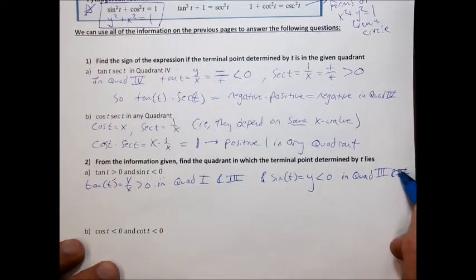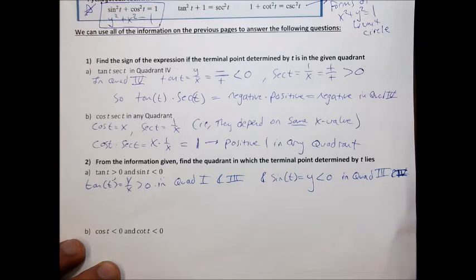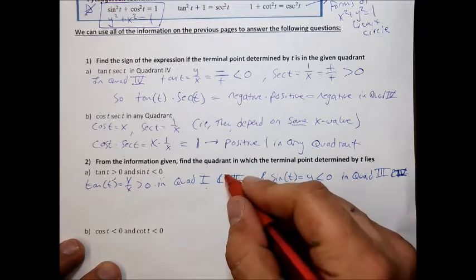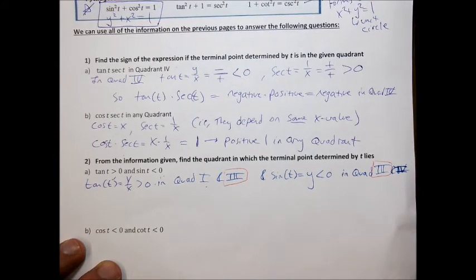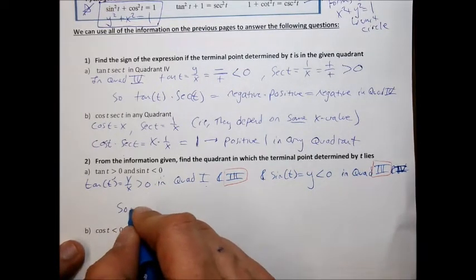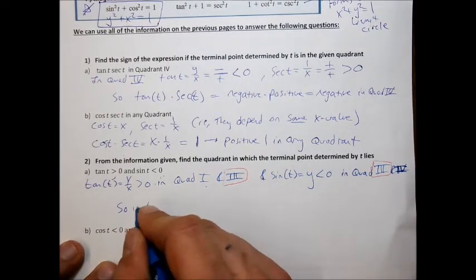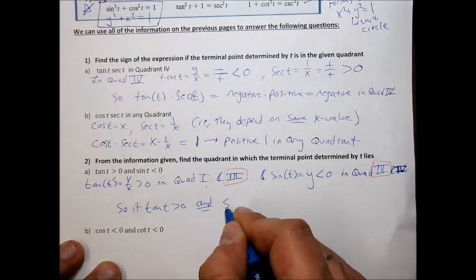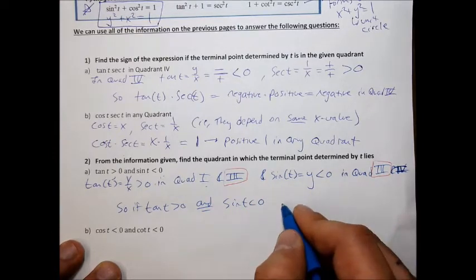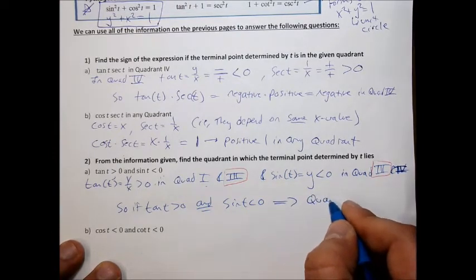And so based on this information, we take what's common to both of them. The first one says we're either in quadrant 1 or 3. The second one says we're either in 3 or 4. And so if we want both of them to be true, we take the one that's in common, and the one that's in common is 3. So in order for tangent to be positive and sine to be negative, we must be in quadrant 3. So if tangent is positive and sine is negative, then we must be in quadrant 3.